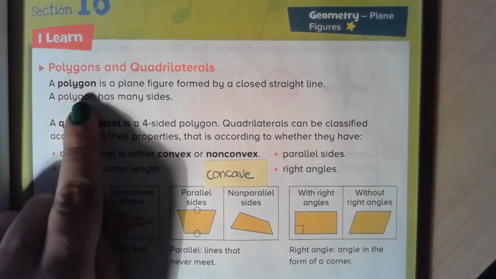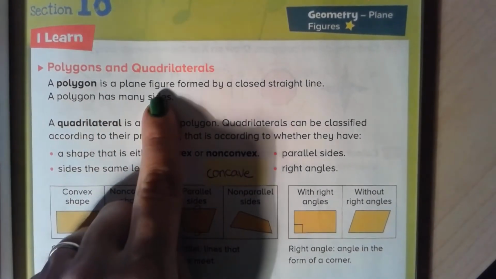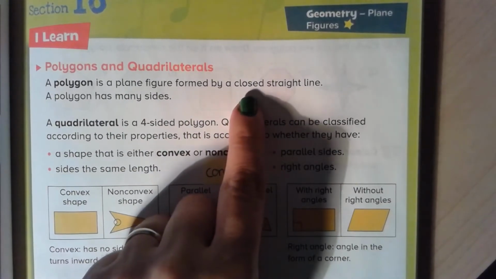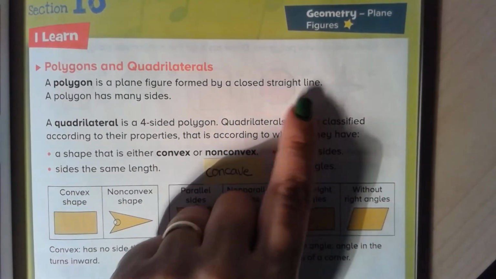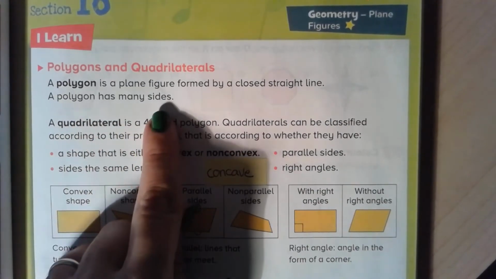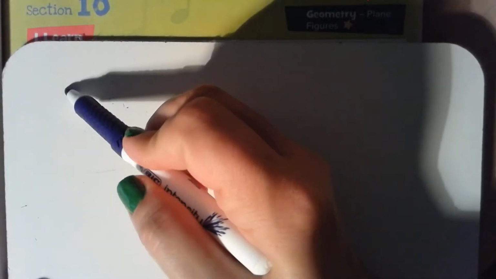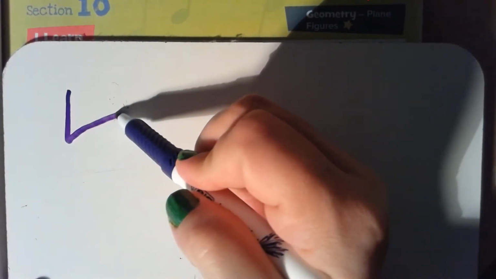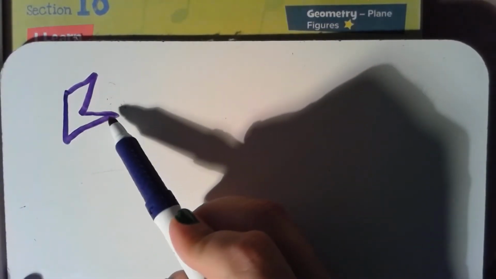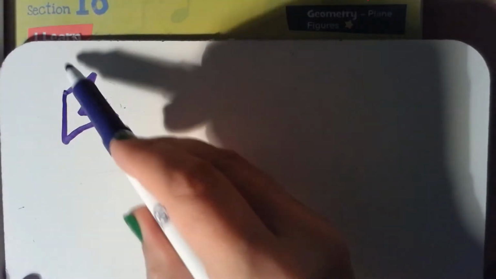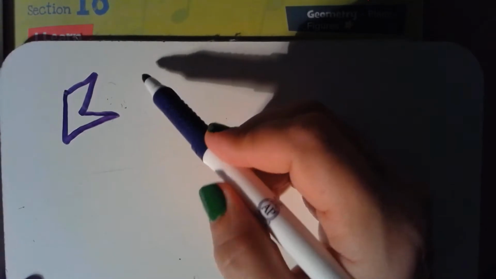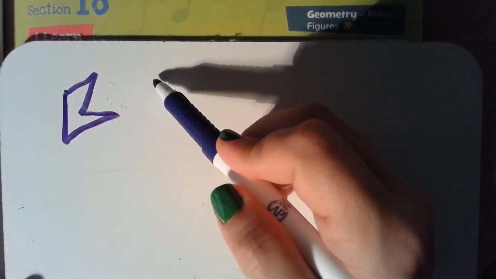Well, our book says that a polygon is a plane figure formed by a closed straight line. A polygon has many sides. So if I was to draw a polygon, I would need a plane figure or two-dimensional shape that has a closed line. So all my lines, they're straight lines and they touch, they meet, so that there's no way to get inside of it. Here's an example that is not a polygon.